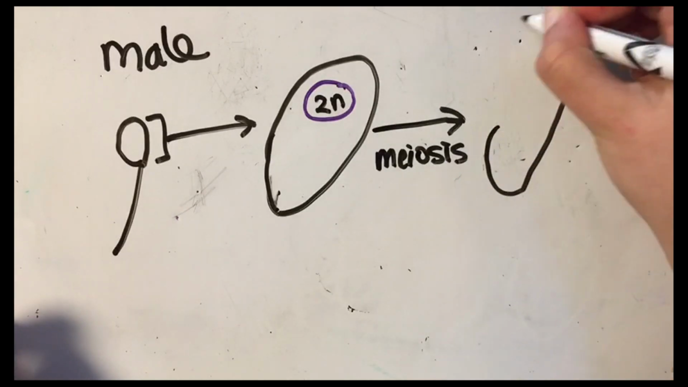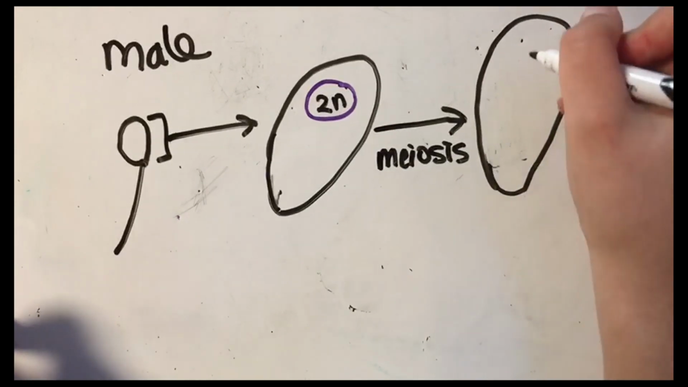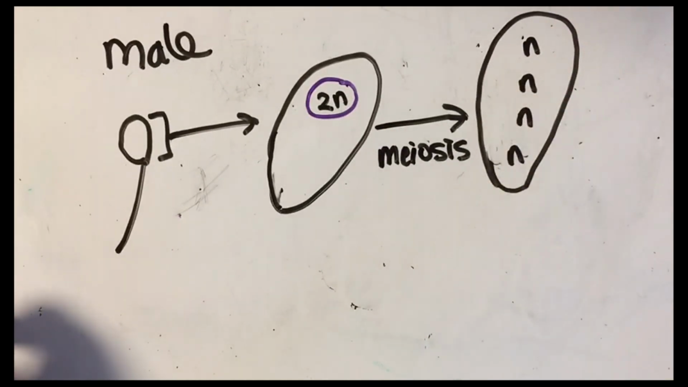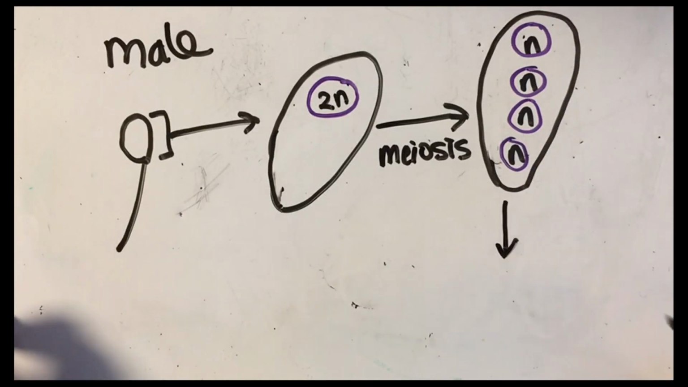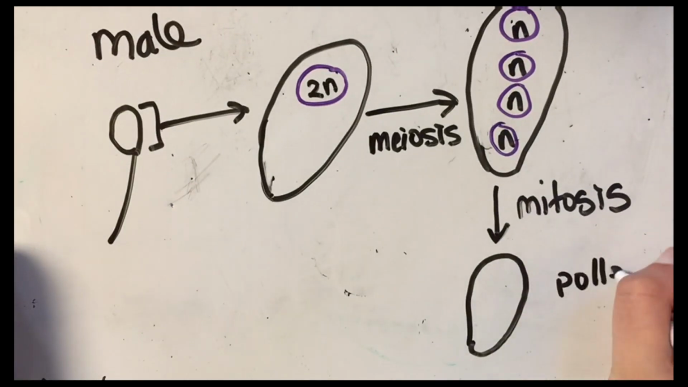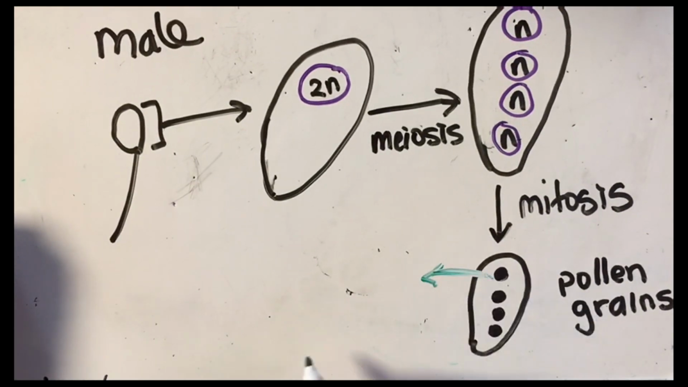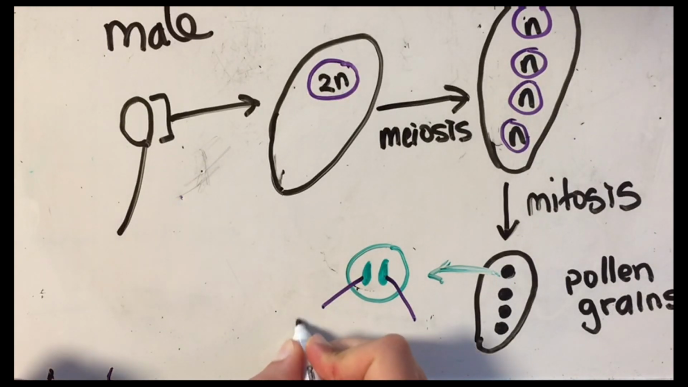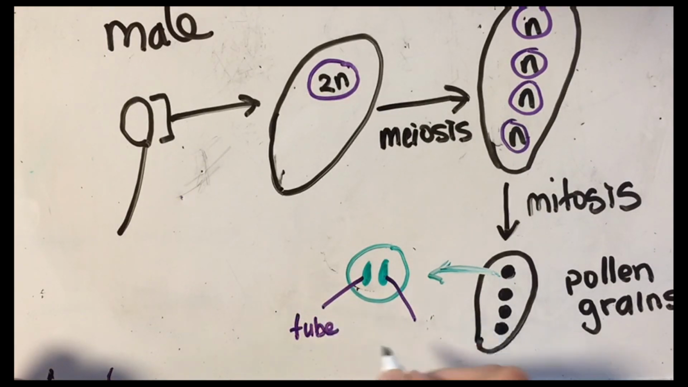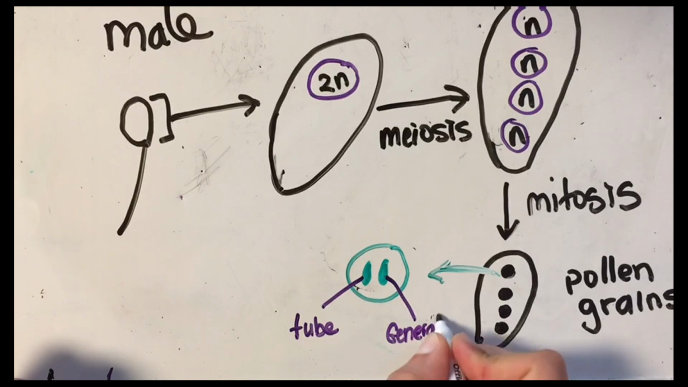Inside the anther, you have a diploid cell, also known as a microspore mother cell, which undergoes meiosis to form 4 haploid cells, known as microspores. Through mitosis, these cells will become pollen grains. Inside a pollen grain, there are 2 cells, a tube cell, which makes a tube to the ovary so that the sperm can fertilize the eggs, and a generative cell, and as the name suggests, it generates sperm cells.